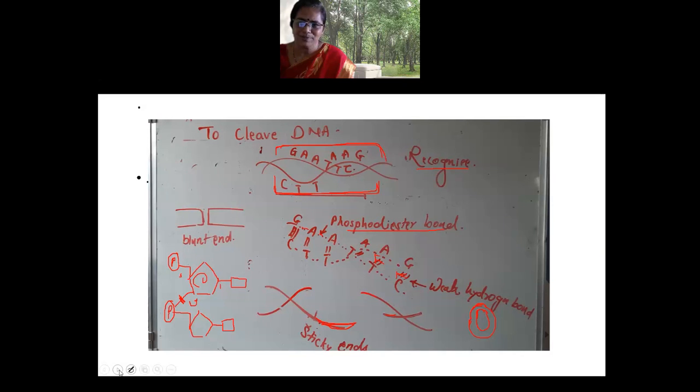Then for the cleavage pattern, the restriction enzyme has to firstly recognize the recognition sequence of the site to cleave the DNA. Then it cuts the phosphodiester bond, then cuts the weak hydrogen bond and produces the sticky ends.